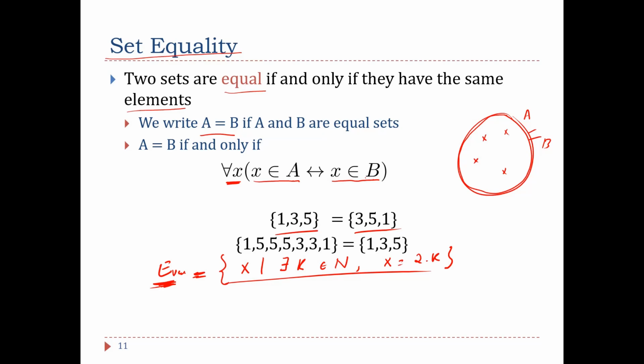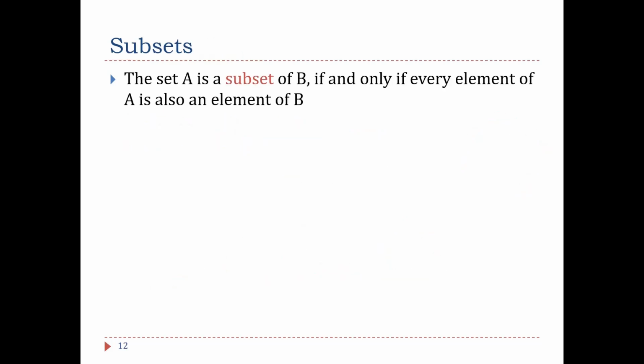Good. So here you also have another example. In the first one, they are showing you that the order does not matter. In the second one, they are showing you that the repetition of elements does not change the nature of the set. Well, a particular case of the equality is the subset. Or on the contrary, a particular case of the subset relationship is the case of equality.